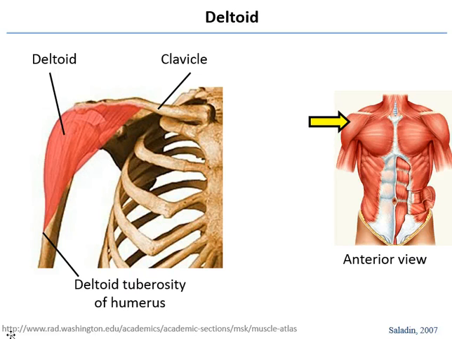We have anterior, middle, and posterior fibers in this muscle. Anterior fibers originate from the anterior border and upper surface of the lateral clavicle, as we can see here. Middle fibers originate from the acromion of the scapula, and posterior fibers from the spine of the scapula. This muscle forms the rounded shoulder mass.